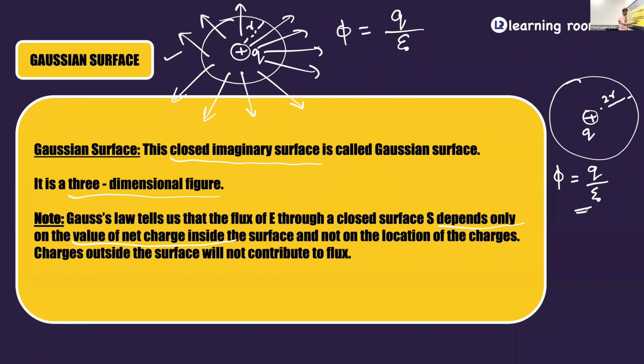if I take another system like this, let's say I have charges Q1, minus Q2, Q3 present like this, and Q4 and minus Q5. Then what is going to be the flux through this? So flux will be equal to Q1 minus Q2 plus Q3 divided by epsilon naught.